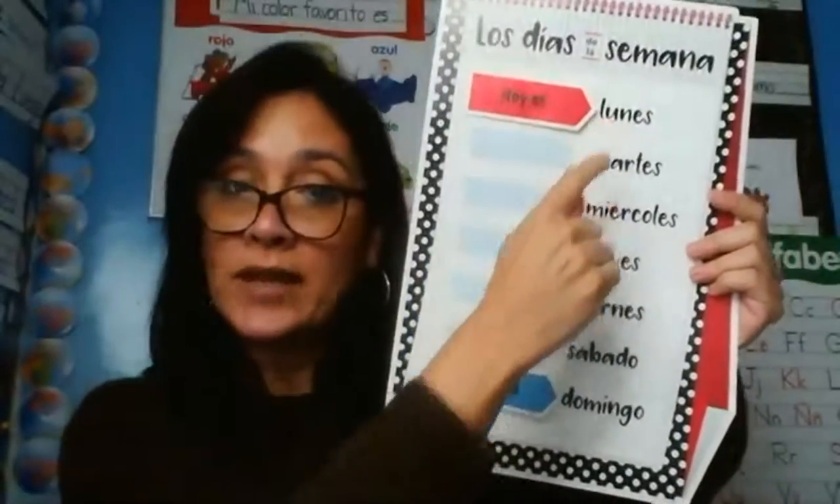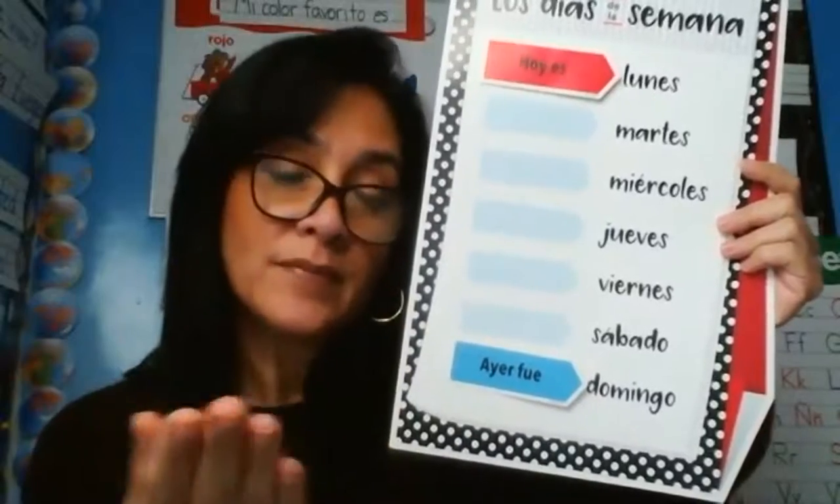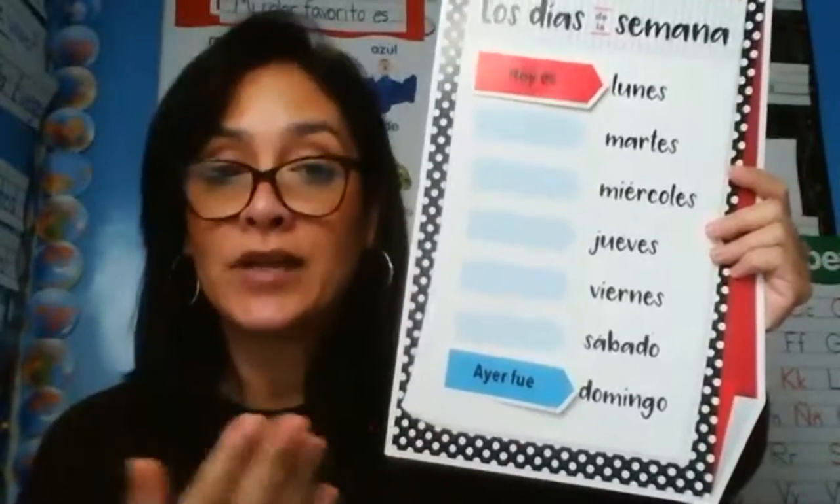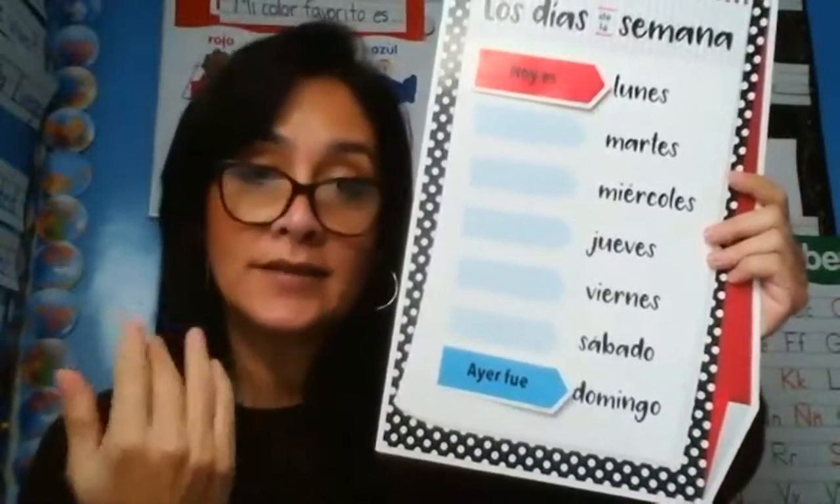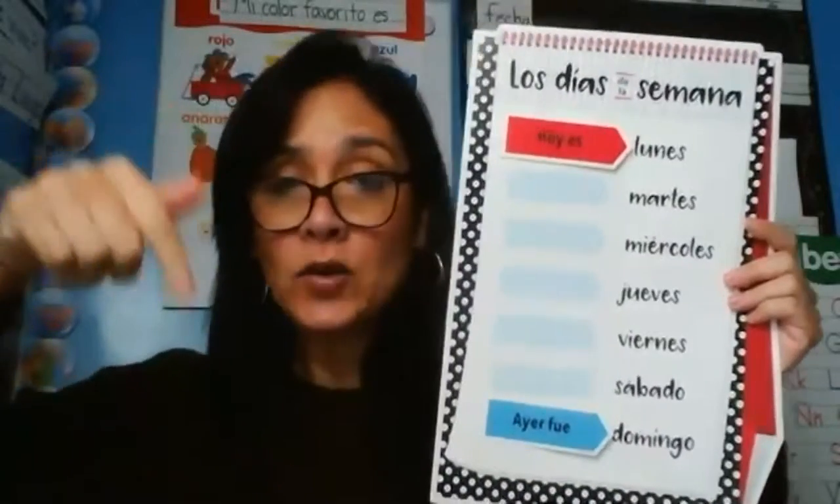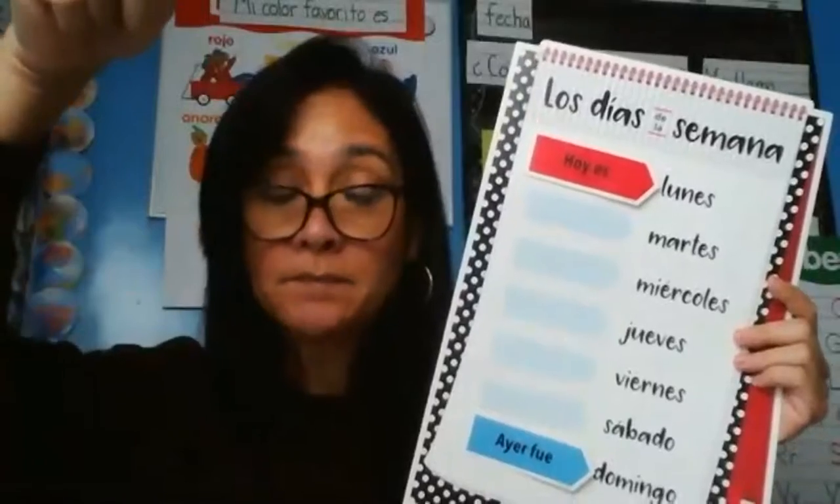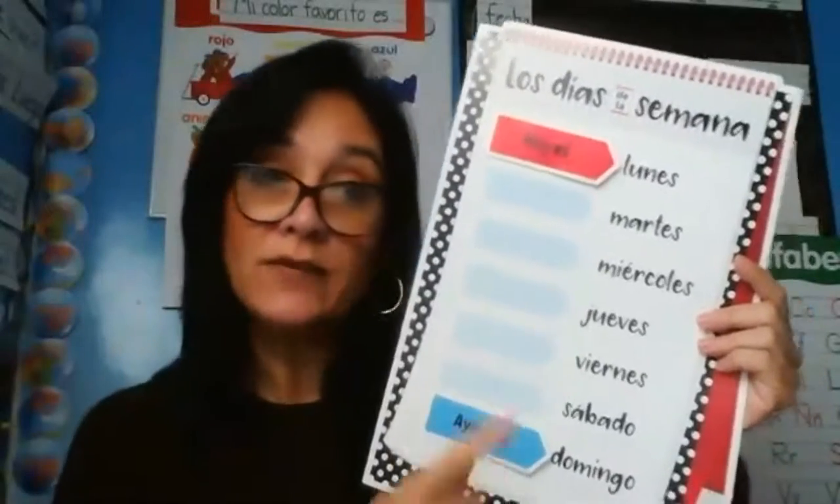Hoy es lunes. Ayer fue domingo. Ayer means yesterday. Fue was. Ayer fue domingo. If hoy es lunes, today is Monday, what would tomorrow be? If you're thinking martes, muy bien.